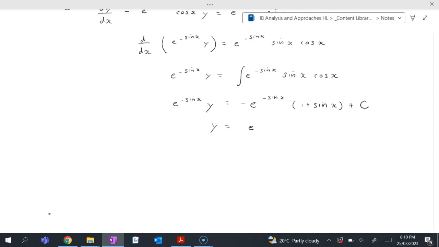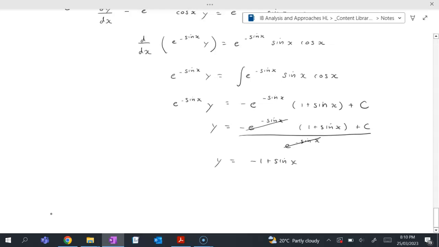So y will just be minus e to the minus sine x, 1 plus sine x plus c, all over e to the minus sine x. So y is equal to minus 1 plus sine x, in brackets, plus c, and hang on, I've done the wrong thing, haven't I? So I can cancel it out in the first term, e to the minus sine x there, but I cannot cancel it out there. So it'll be c on e to the minus sine x.